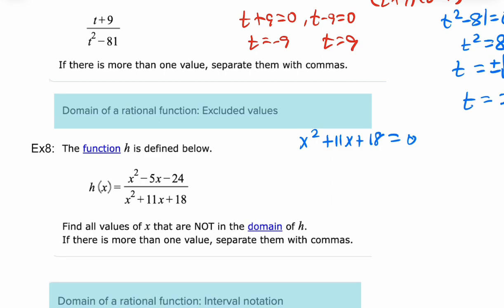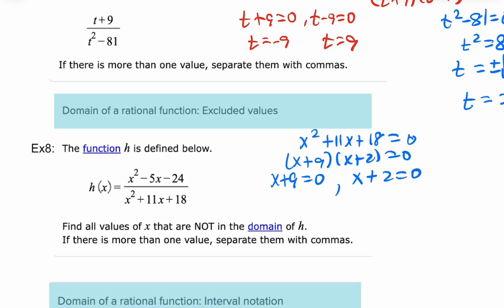18 is 9 and 2, which adds up to 11, so I know it's a factorable quantity. That's x plus 9 and x plus 2. Don't forget, that means I get 2 values. Where does x plus 9 equal 0? Where does x plus 2 equal 0? So you split it apart, 2 values.